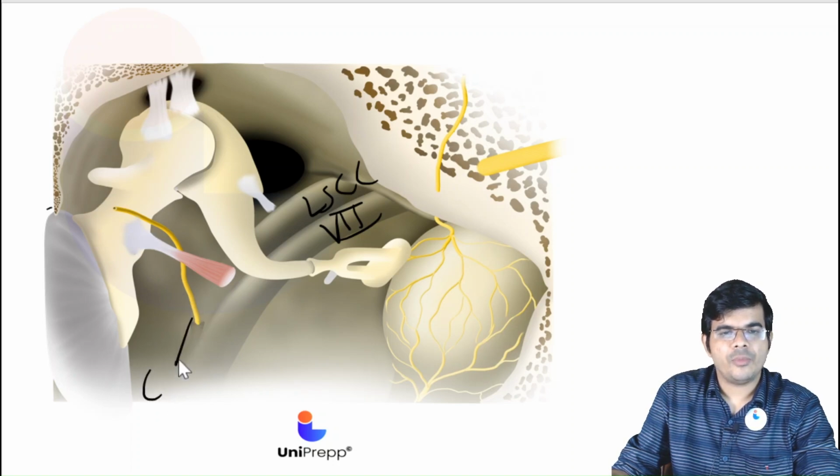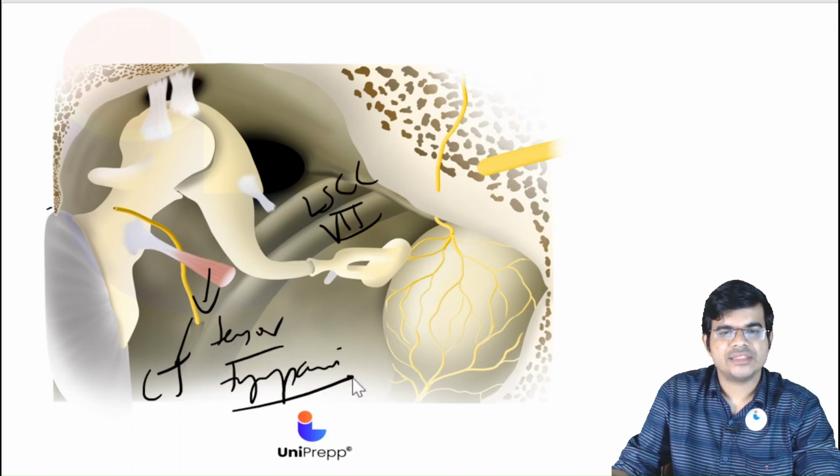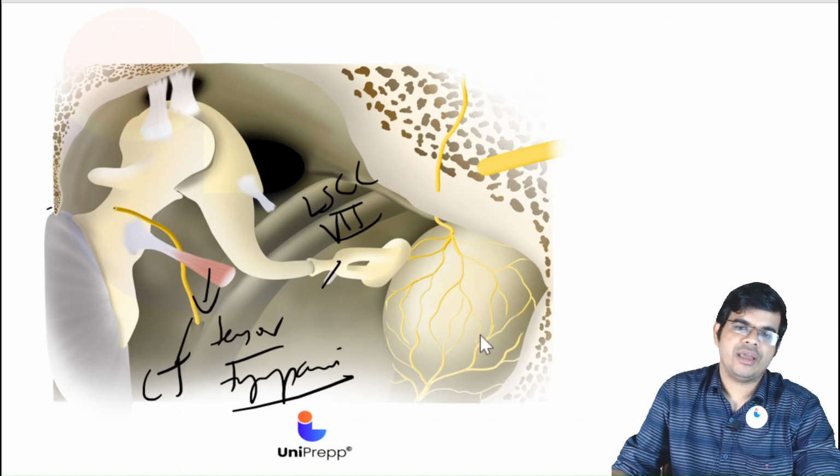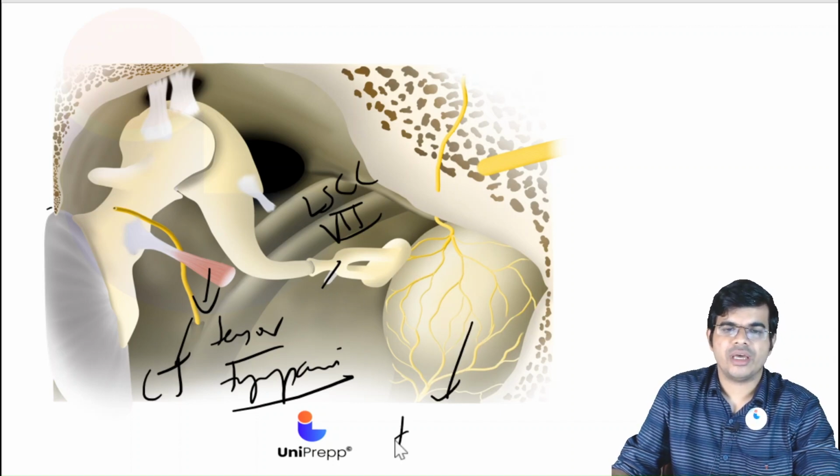chorda tympani nerve passing between the handle of malleus and the long process of incus, and you can see how the tensor tympani muscle is getting attached to the handle of malleus, and here you can see from the pyramid the stapedius tendon is getting attached to the stapes. Okay, this is the tympanic plexus over the promontory.